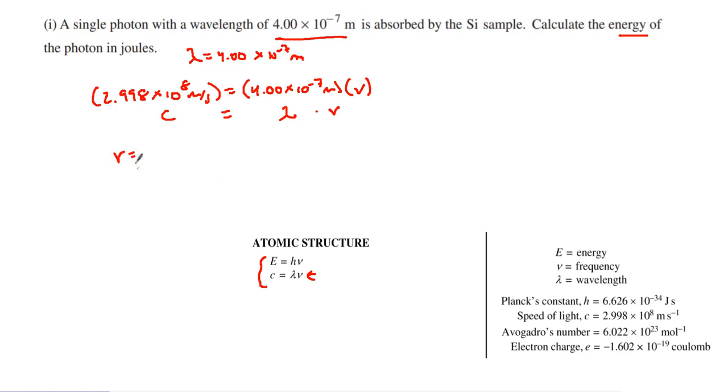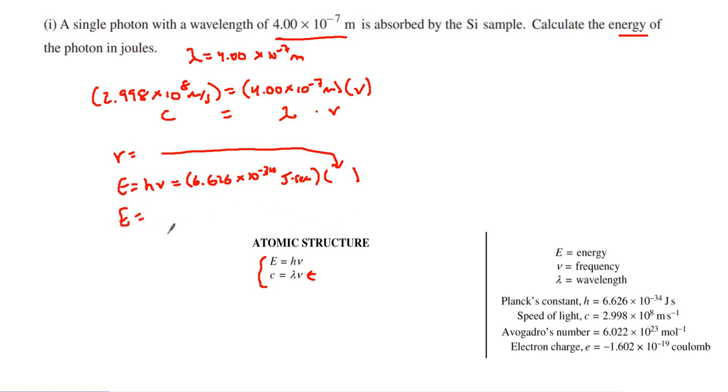Once we find our frequency, then we can plug that in to energy equals h times that frequency. This h is Planck's constant. That's 6.626 times 10 to the negative 34th joules seconds times that frequency that you find. And so when we do both those equations, the energy ends up becoming 4.97 times 10 to the negative 19th joules. And that is your energy for this wavelength of light.